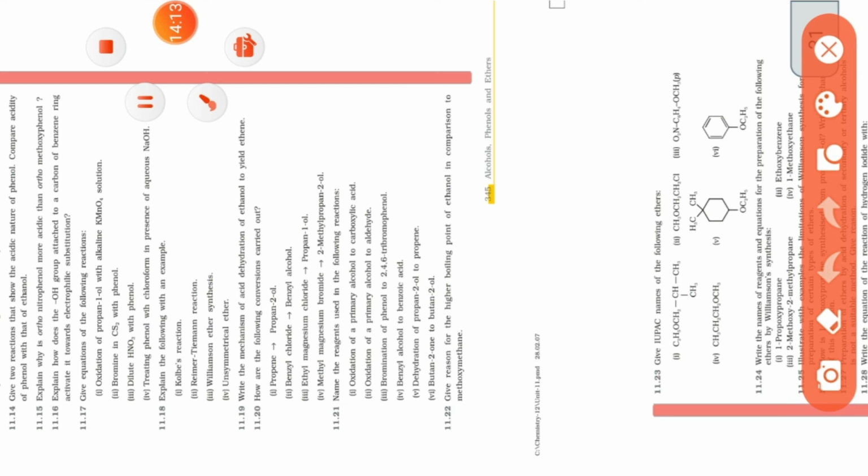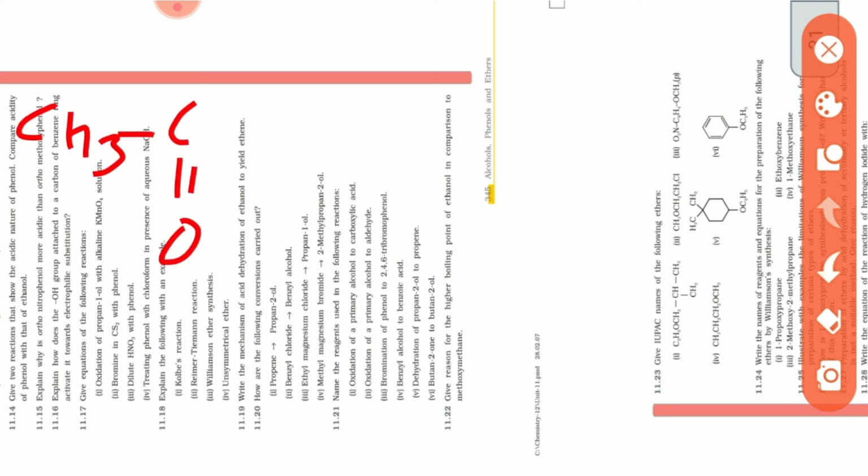They're asking you, last one, butan-2-one to butan-2-ol. Butan-2-one means CH3 C double bond O CH2 CH3. Butan-2-one, we have to convert it into what? Into butan-2-ol. I hope you are getting my point.